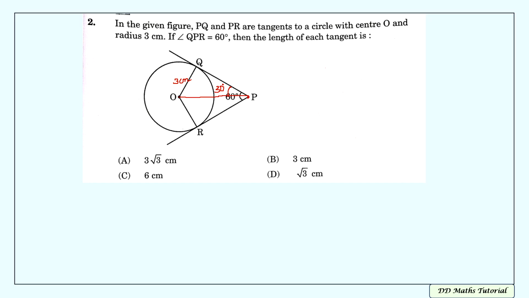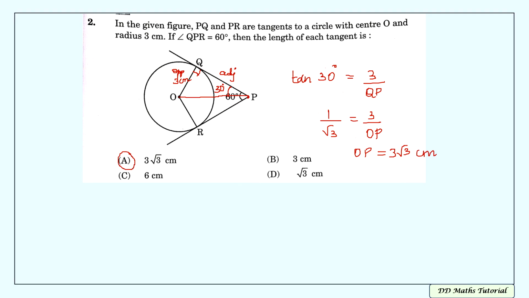So if this is theta, this is going to be the opposite side. And we know that OQ is a radius which is perpendicular to the tangent. So this is opposite side. We need to find what is the adjacent side. So the trigonometric ratio which is relating these two is tan 30 degree. So we will have tan 30 degree which is equal to 3 by QP. So tan 30 degree value, which is 1 by root 3, we'll have it as 3 by QP. So QP's length, that is the length of the tangent, is going to be 3 root 3 centimeter. So it is going to be option A, 3 root 3 centimeter.